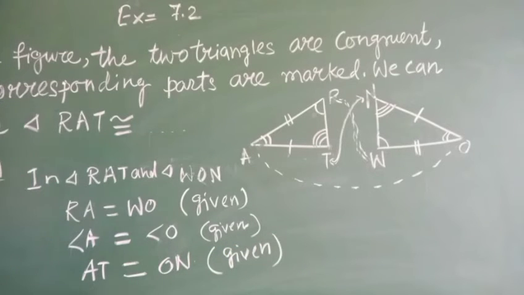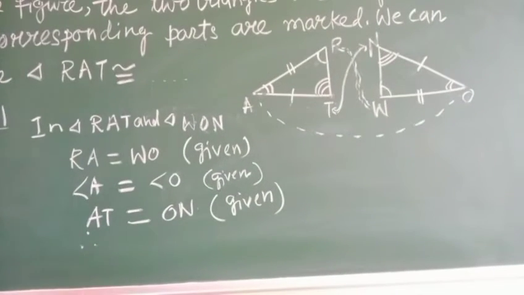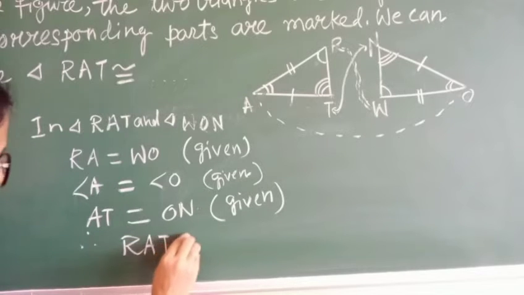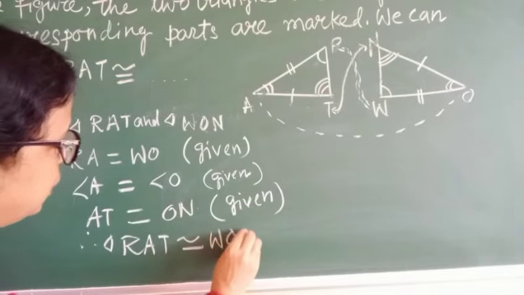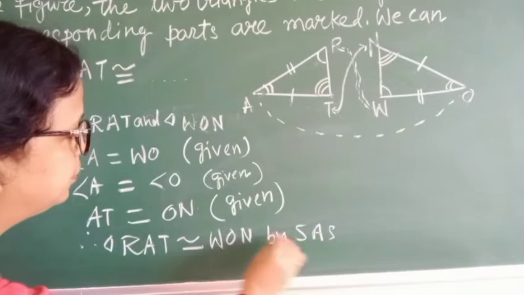Therefore we can say that triangle RAT is congruent to triangle WOA by side angle side criterion.